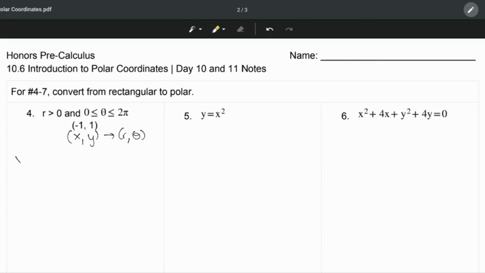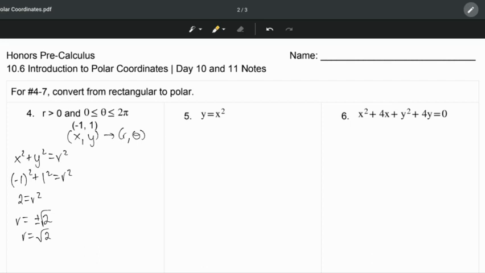So we are going to use our formula for r. x squared plus y squared is equal to r squared. So that would give us negative 1 squared plus 1 squared equals r squared, which would be 2 equals r squared. So your radius is either positive or negative square root of 2. And because it's telling us that the radius must be positive, then we know that our radius must be the square root of 2.